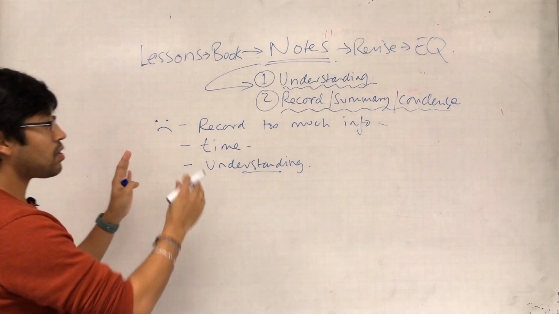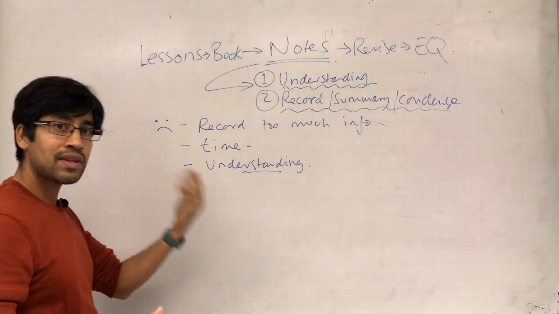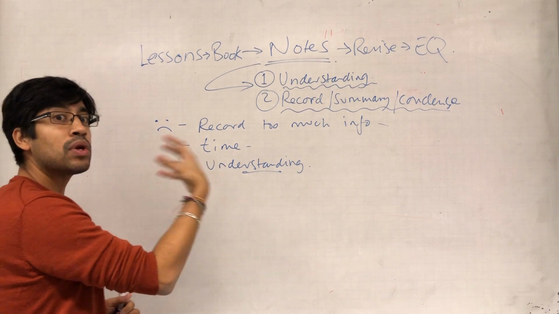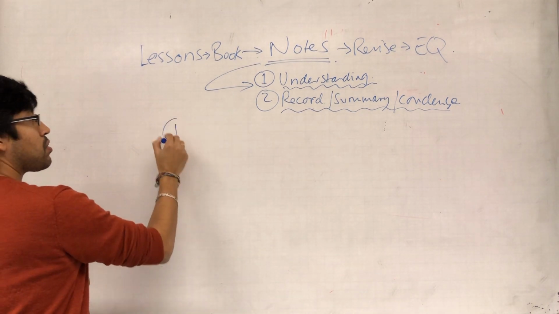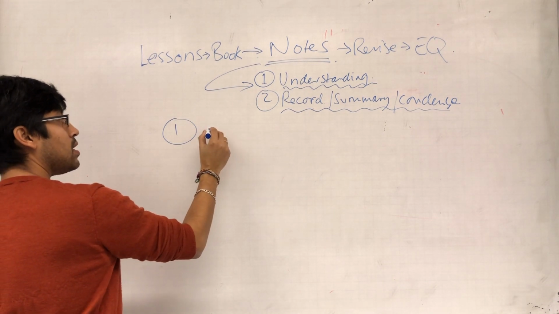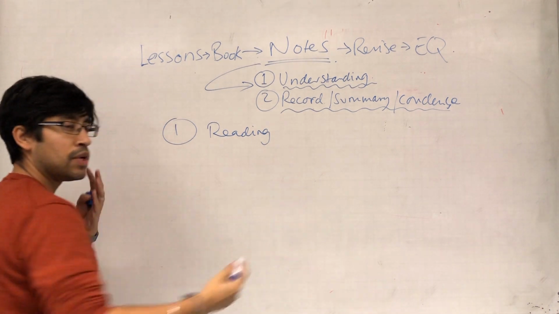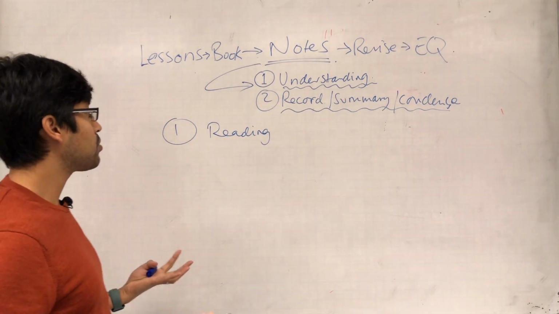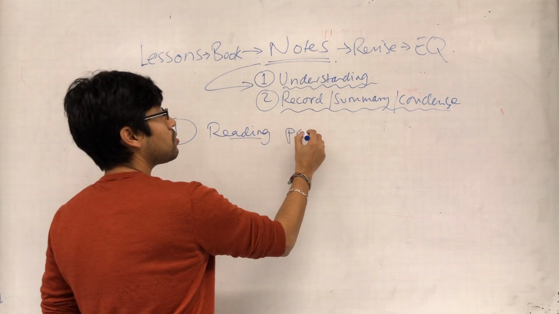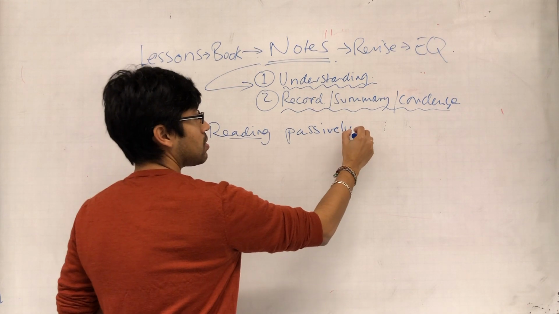Okay, so these are the main pitfalls. These are the things that go wrong. Let's now look at them in detail and see how we can resolve them. My first thing to address, so point number one, first mistake, is making the whole notes making process very passive. Okay, and we'll put that down to reading passively.